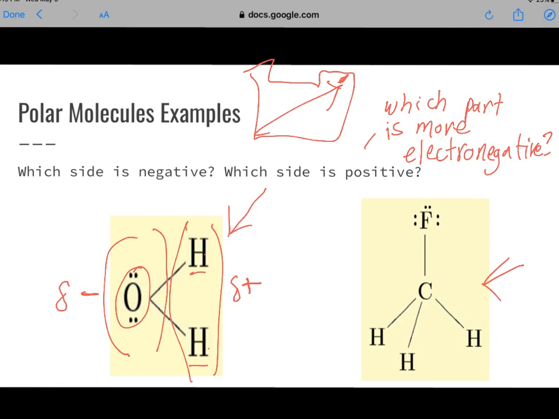In this second molecule, fluorine is the most electronegative atom there is. So the side with the fluorine is going to be the negative side, and the side with all the hydrogens is going to be the positive side. I don't need to label the carbon. Again, I'm just labeling two different sides of the molecule: negative side, positive side.